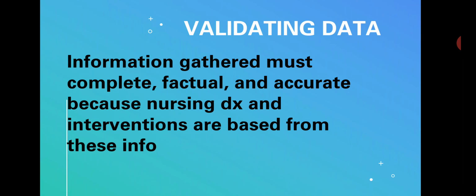Okay, so information gathered must be complete, factual, and accurate because nursing diagnosis and interventions are based on this information. Always remember, you need to have the correct, complete, and accurate subjective and objective data because in the next lesson we will be discussing nursing diagnosis, and it is a requirement that you have the needed data for you to come up with a correct nursing diagnosis.